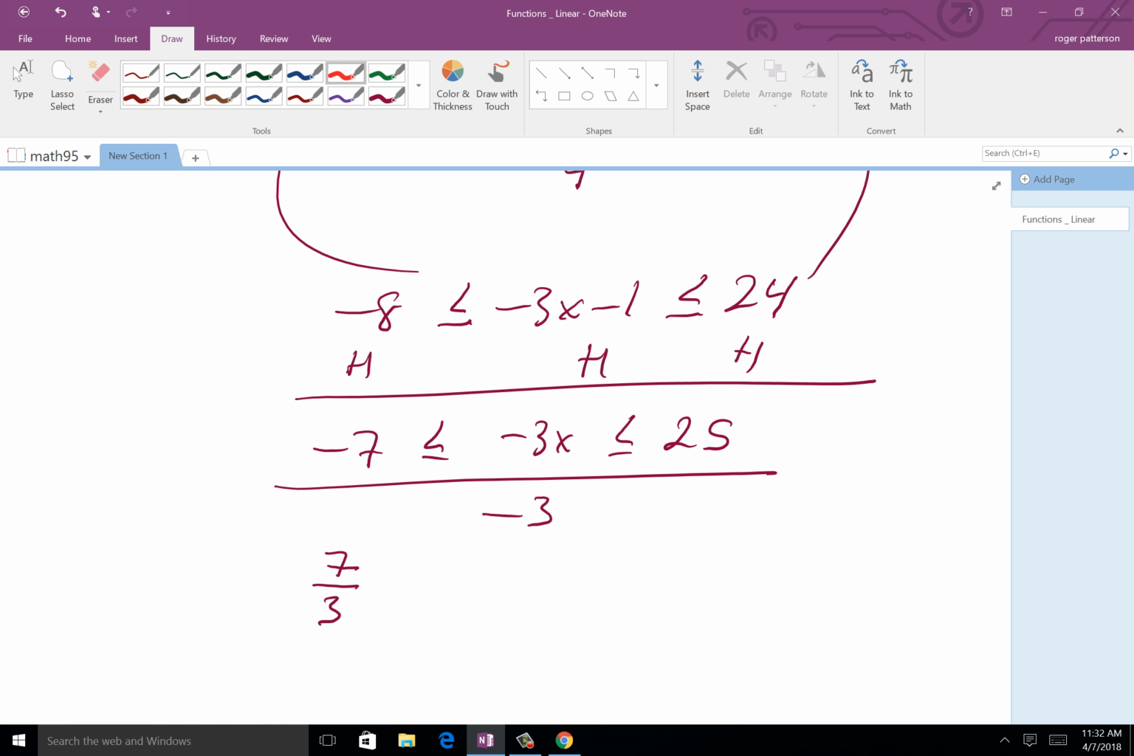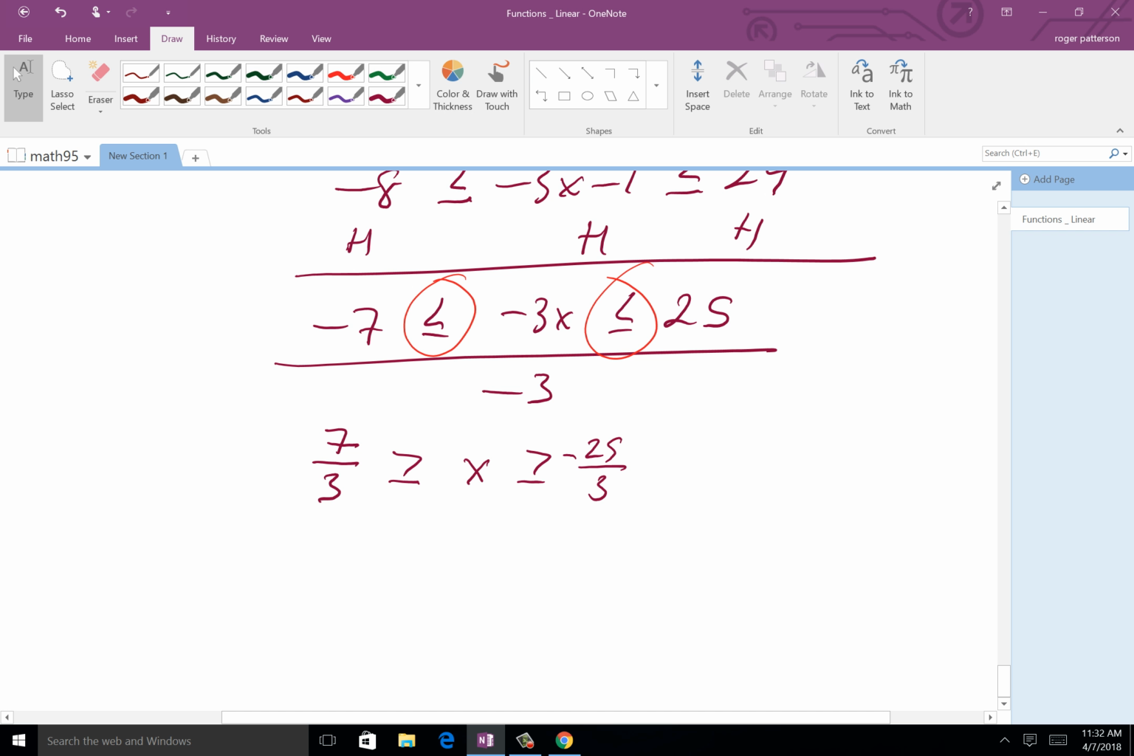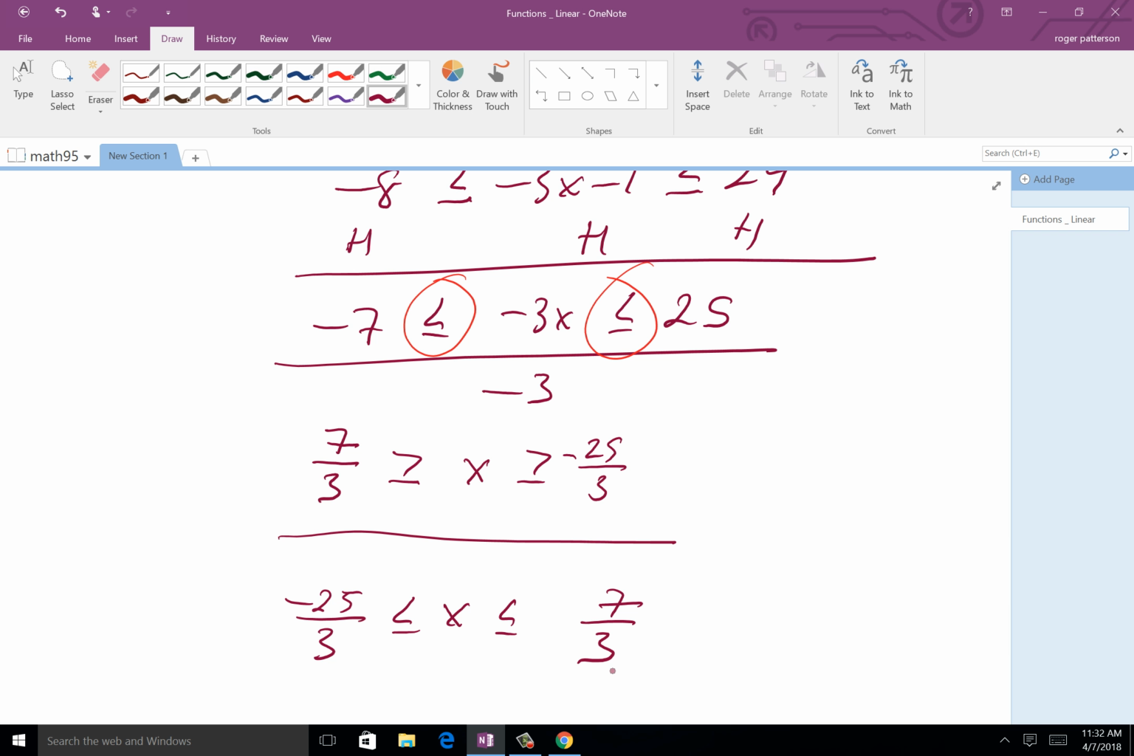But this guy is the same as this if we rewrite it so it looks a little bit more like what we're used to. Okay, and you say, well, how in the heck can you do that? Well, I'm saying the same thing. X is less than 7/3, but greater than negative 25/3. X is greater than negative 25/3, but less than 7/3. So it's said the same way. This is actually more proper mathematically. All right, so if we did this in interval notation, bracket, negative 25/3, 7/3, bracket.